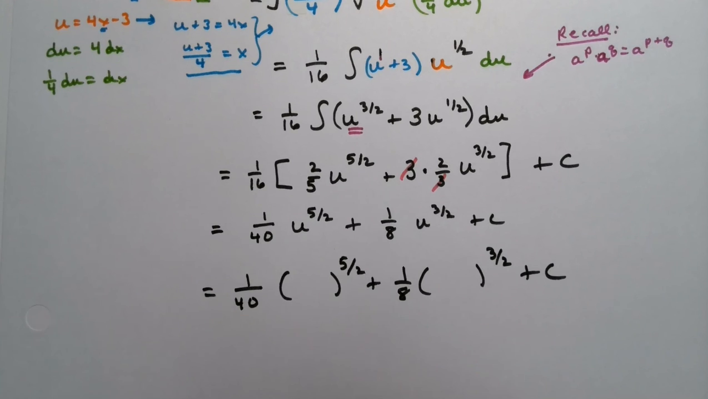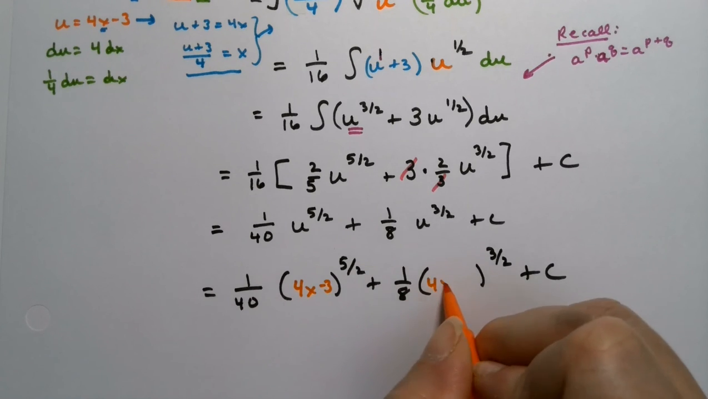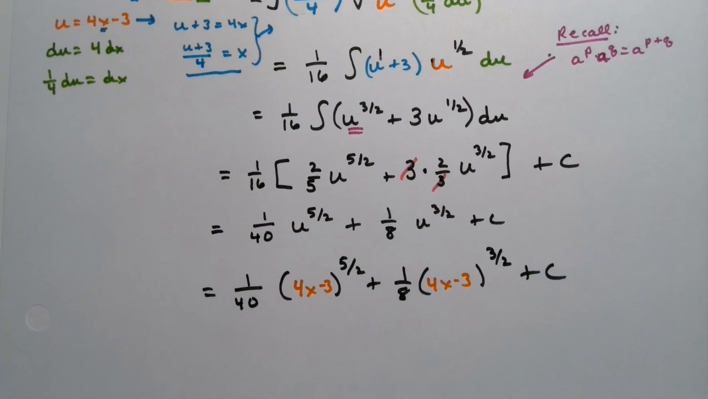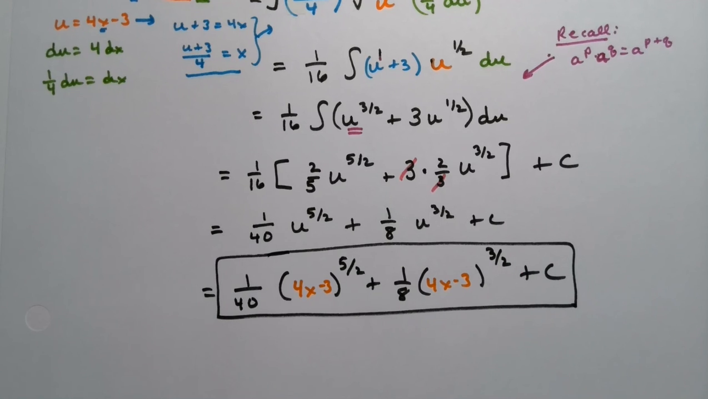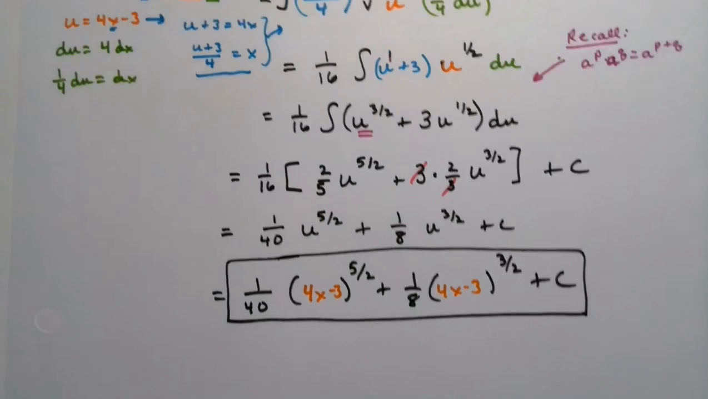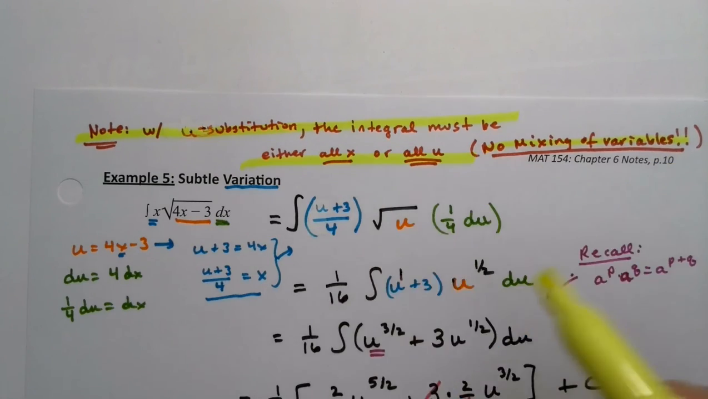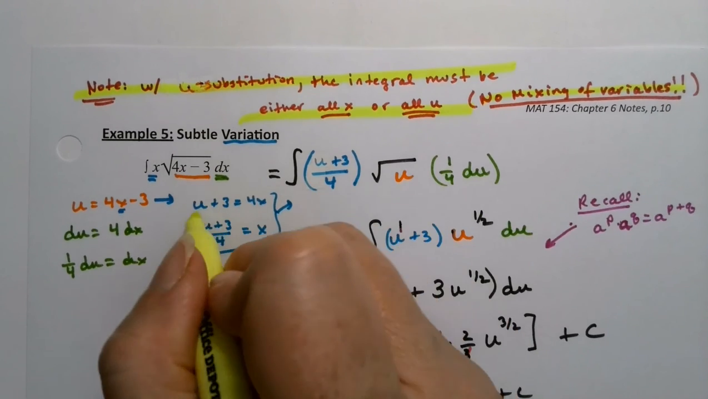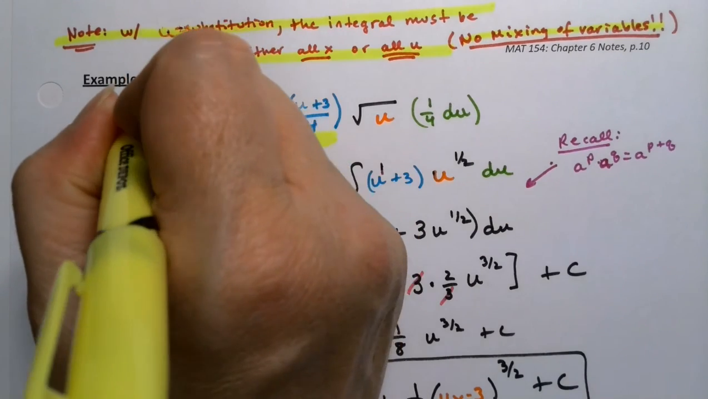And then u was 4x minus 3. And then we're done. So the important part for this problem is to remember you're never allowed to mix, right? All x's or all u's, and that's why we have to do this piece right here, right? Because we have to take care of this x.